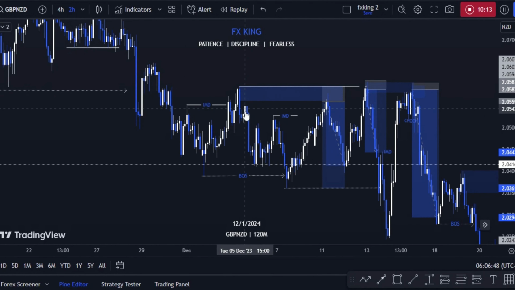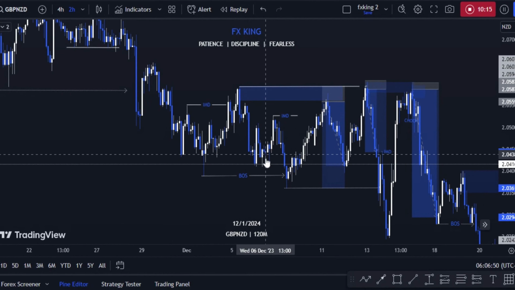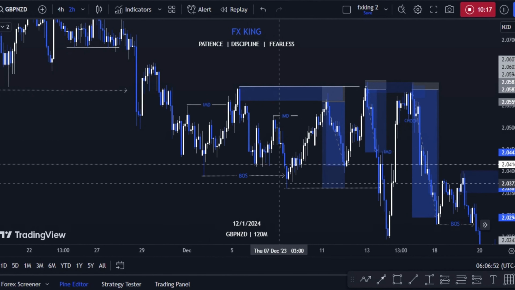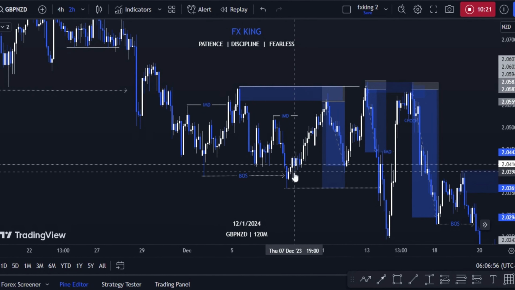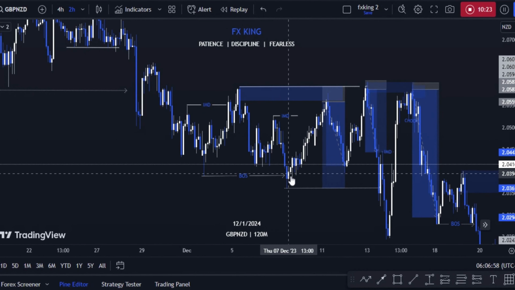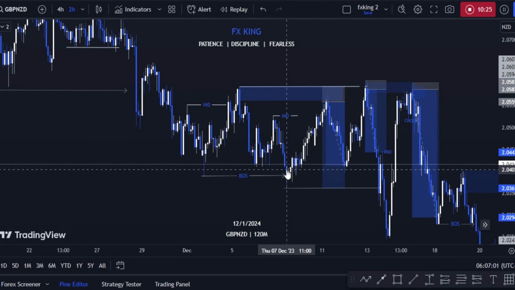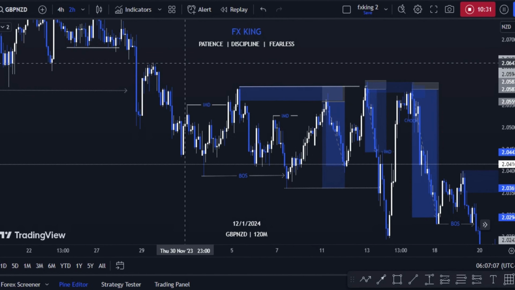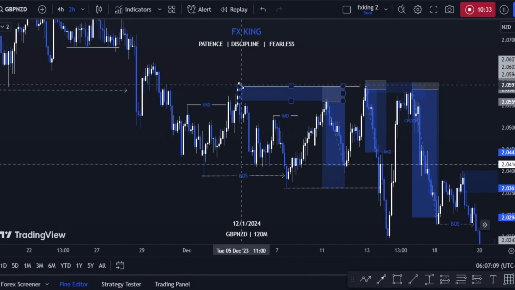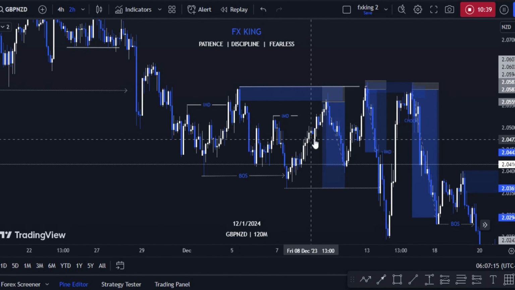Price rallied down, creating these pullbacks, this last pullback before finally breaking the structure and closing below with a candlestick, right? Now, after closing below with this candlestick, where was our lower low? This is our lower low here, and this is our lower high here. So this lower high here is protected, right? Price will not go above this lower high.